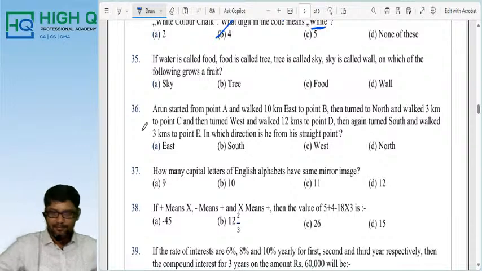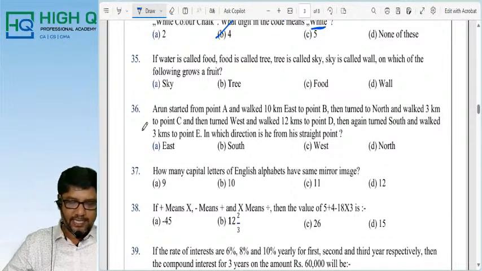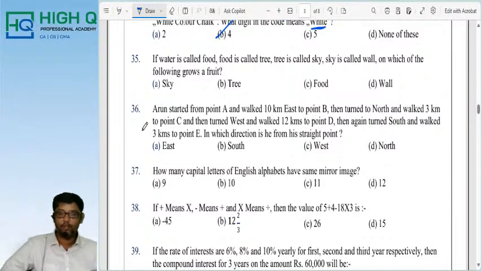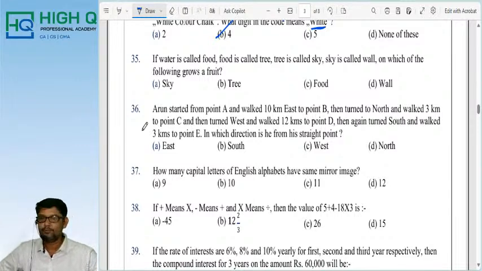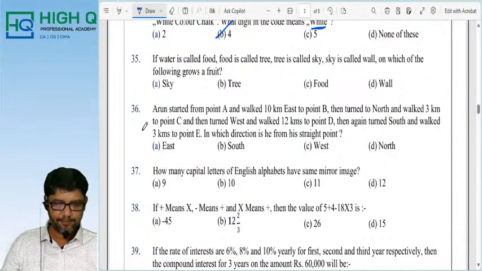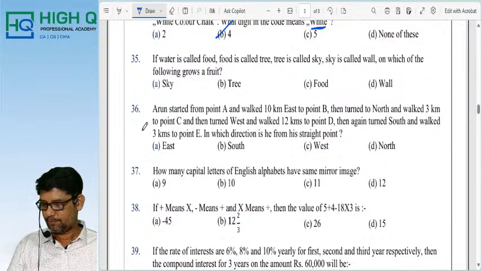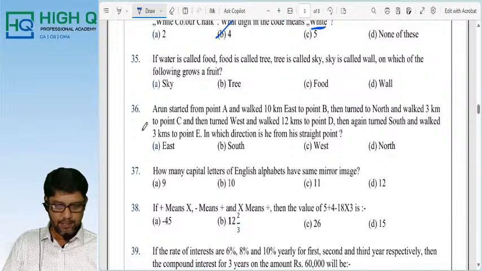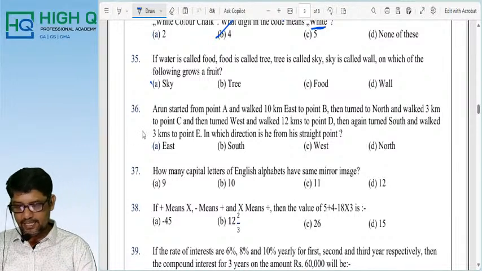If water is called food, food is called a tree, tree is called sky, sky is called wall, on which of the following grows a fruit? Fast, fast, fast. Sky is the right answer.